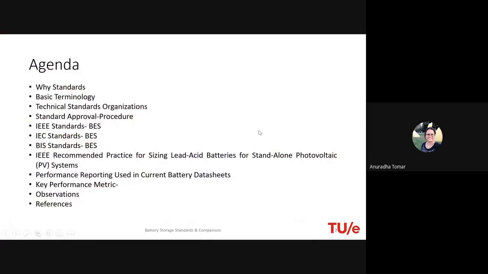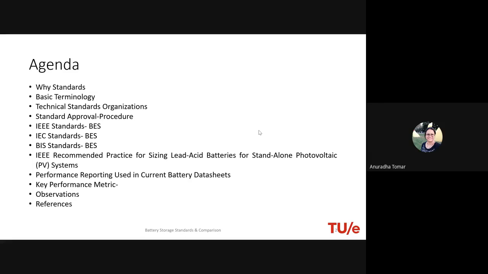First, I'll try to understand why standards are necessary. Then some of the basic technical terminology. What are the various technical standard organizations? The standard approval procedure: what are the different approval procedures for the standards? Then we will see the different IEEE, IEC, and BIS standards related to battery energy storage.